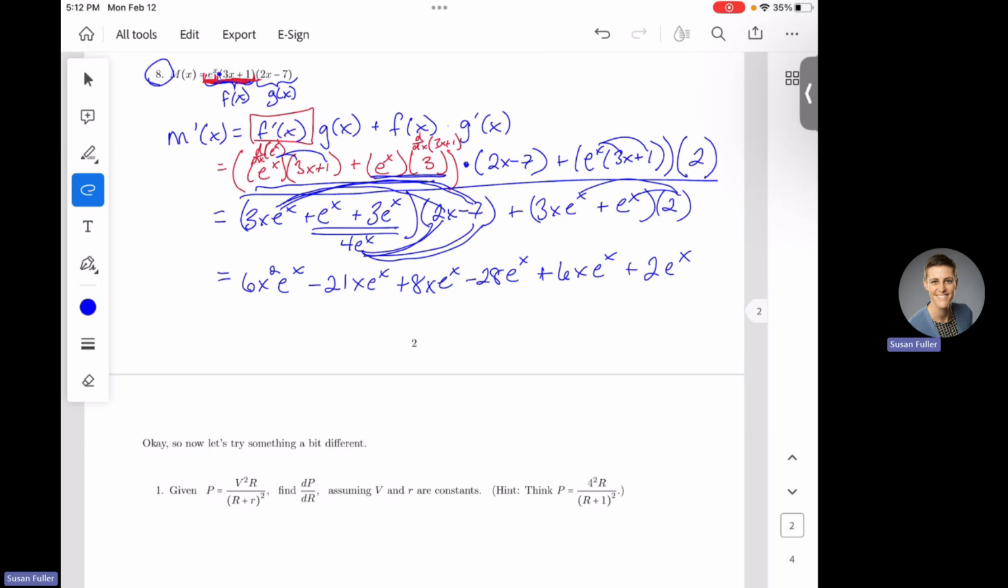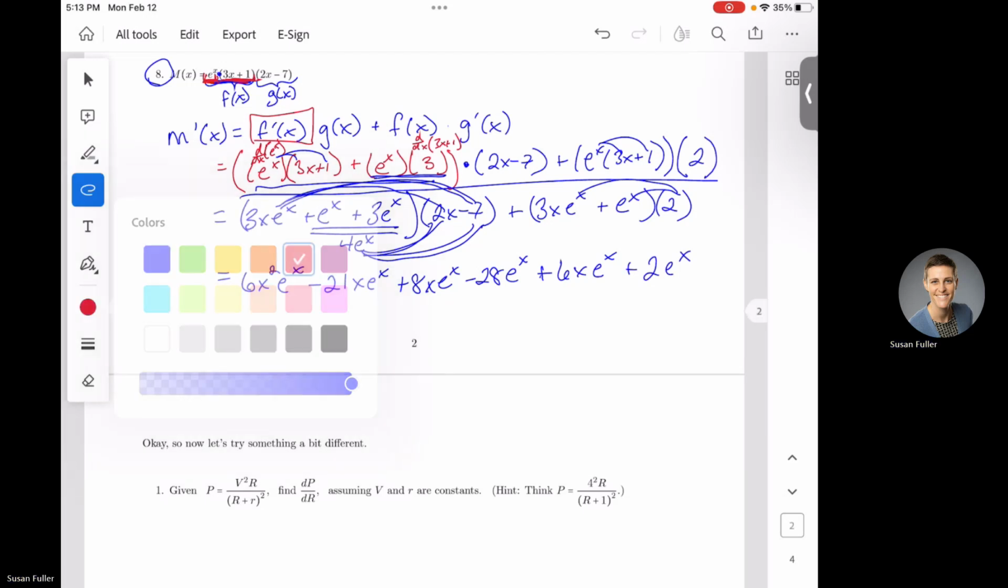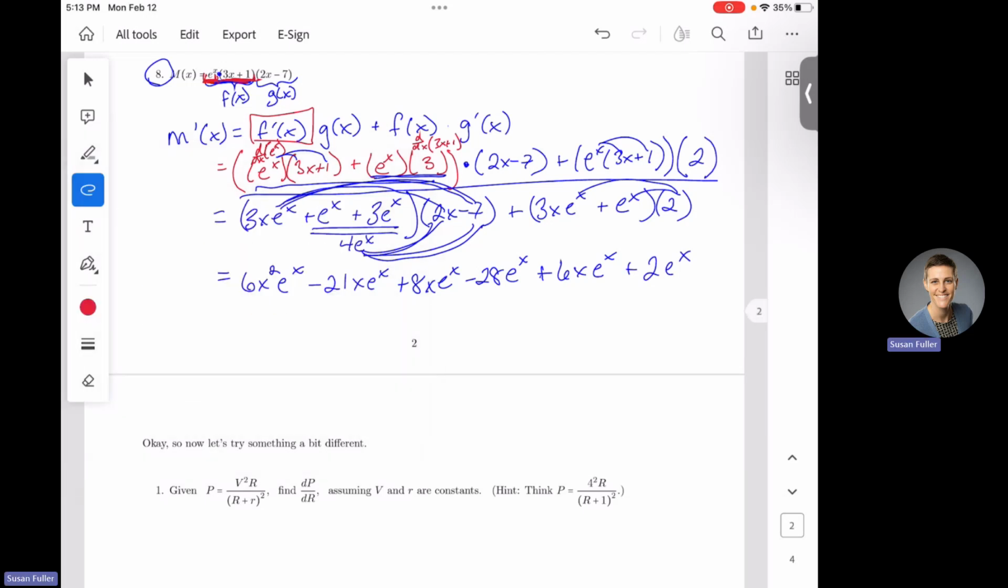Okay, the worst of this is over. Now we're going to see if we can find some like terms here. So do we have any like terms? Well, let's see. I have this x squared e to the x, but not another one. Here I have a negative 21x e to the x. I've got another x e to the x, and I have a third x e to the x. So I can combine all of those. And then I have just a number times e to the x and a number times e to the x. Those are also like terms. So now I can combine these guys, and I'm going to get 6x squared e to the x, negative 21 plus 8 minus 28.